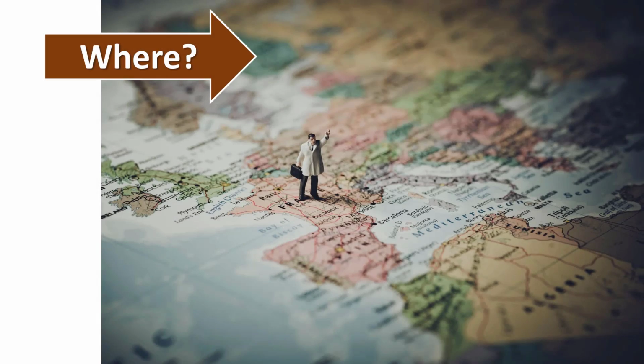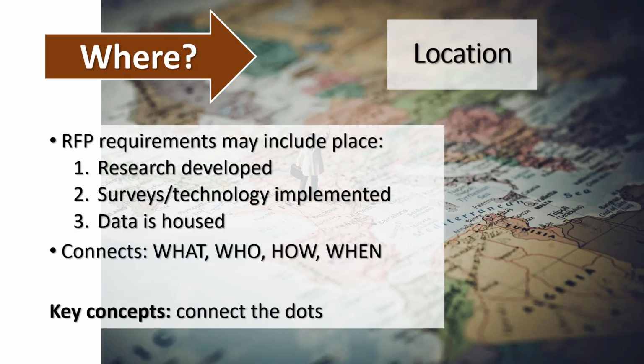Finally is the where. Many RFPs require applicants to identify specific locations where work will be carried out and project data and information stored. For example, this may include the locations of where research is conducted, in-person surveys are implemented, or sensitive data is housed. Thus, this step is connected to the what, who, how, and when of the project.